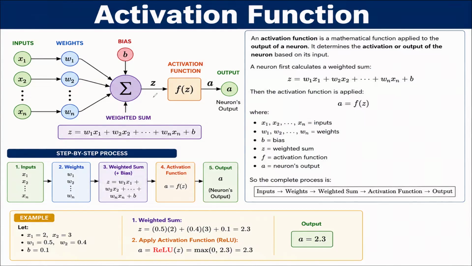So here you can see there is an input layer, and then there is a weight and then there is a bias. The input and weight are multiplied together and the bias is added, then it is applied to the activation function. So what is the role of the activation function? It will decide whether the neuron should be activated or not. So the complete process is: input and weight are combined, then the weighted sum is calculated, then it is passed to the activation function, and the activation function will decide the output. This is how it works.